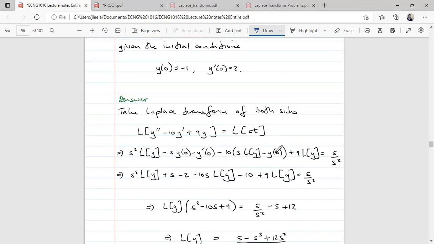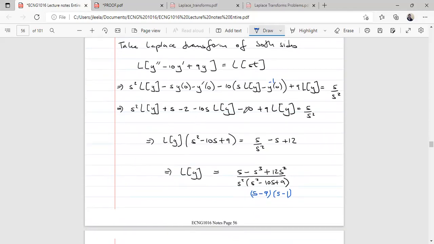This here is minus Y naught. Remember, your Y naught was what? Minus 1, right? So if you put a minus 1 here, that will be a plus 1, right? And then you have to multiply that by minus 10, so you'll end up with minus 10 plus 9 Laplace of Y equal 5 over S squared.